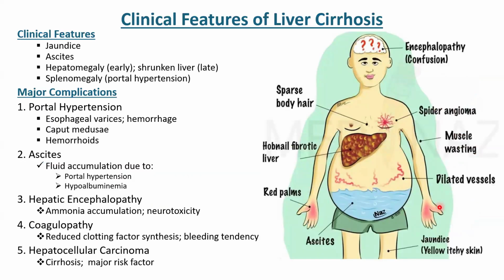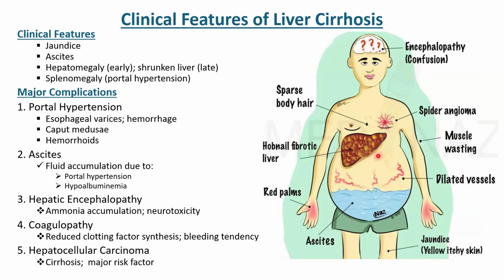So what are some of the features of liver cirrhosis? As we talked about jaundice, you can see here. The other feature of liver cirrhosis is ascites. Because the cirrhotic liver is nodular in structure, blood that is supposed to get into the liver can't get in. So it filtrates into the abdomen, giving you ascites, a distended abdomen.